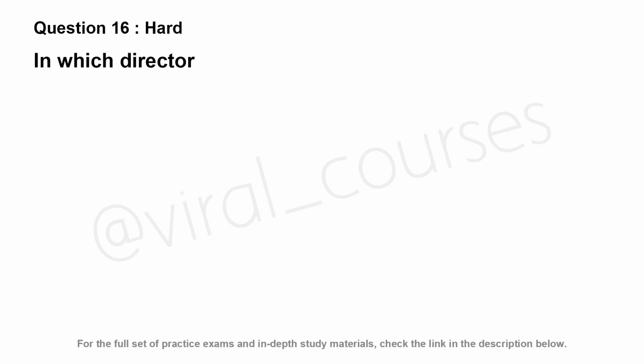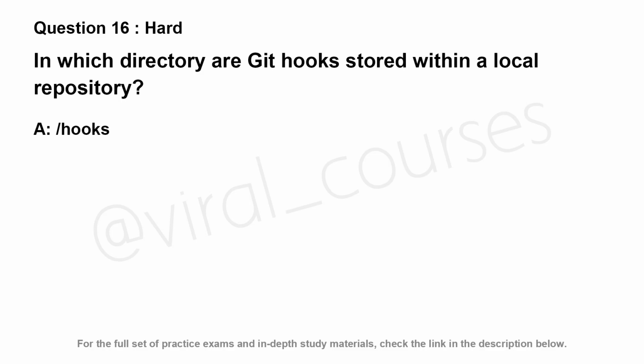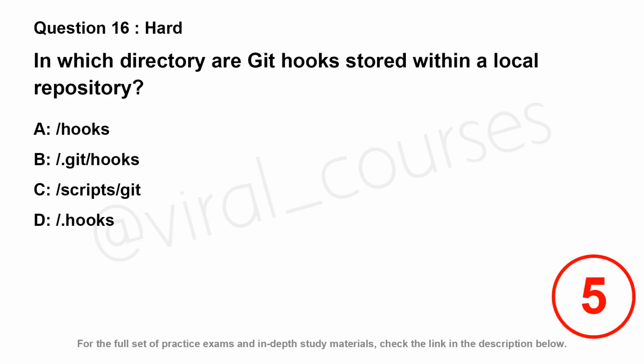In which directory are Git hooks stored within a local repository? Option A. hooks. Option B. .git/hooks. Option C. scripts/git. Option D. .hooks.